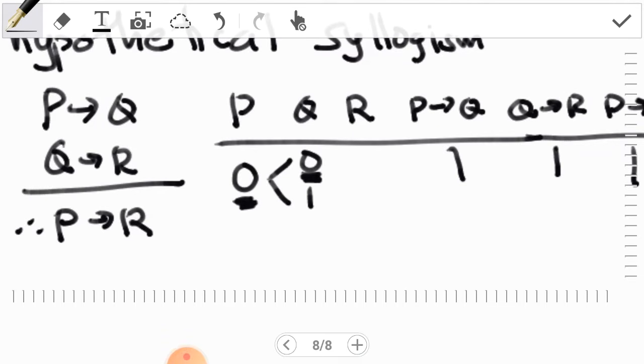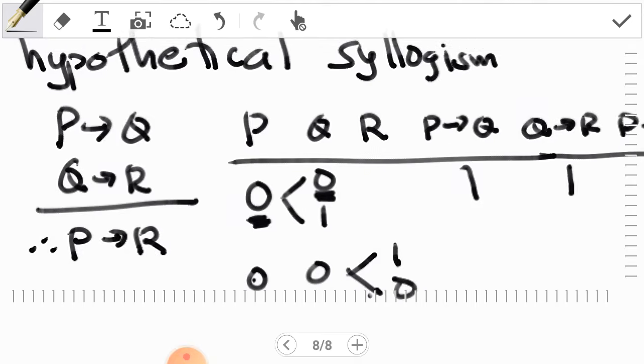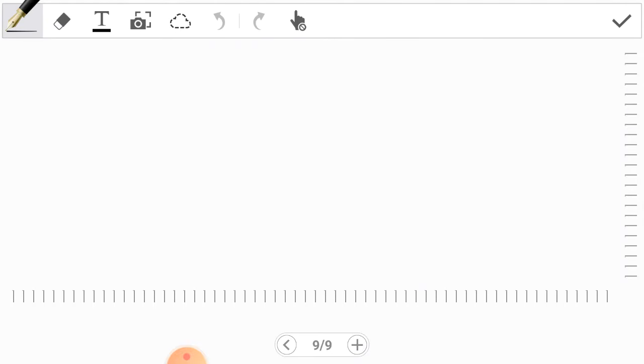So, when is this argument valid? P is 0 or false, Q is false, then your R can either be true or false, regardless if the value of R is true or false. Okay? So, it's a valid argument.